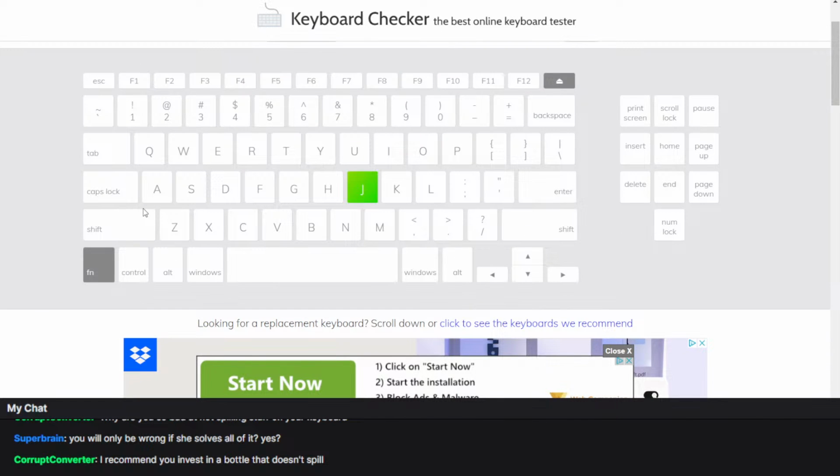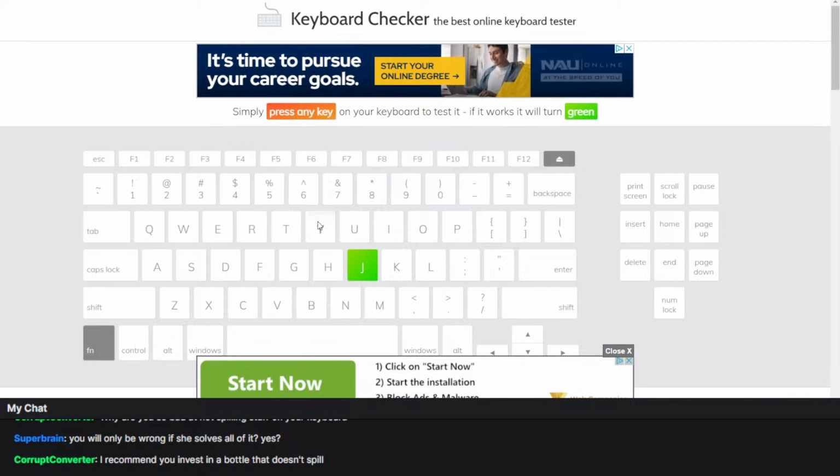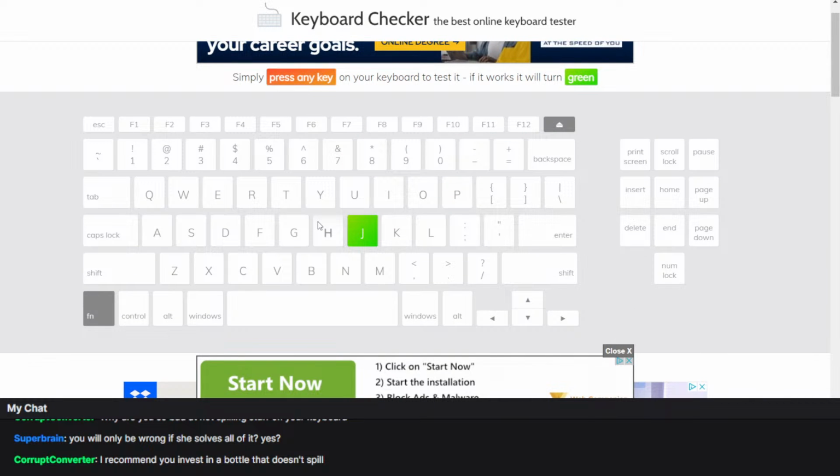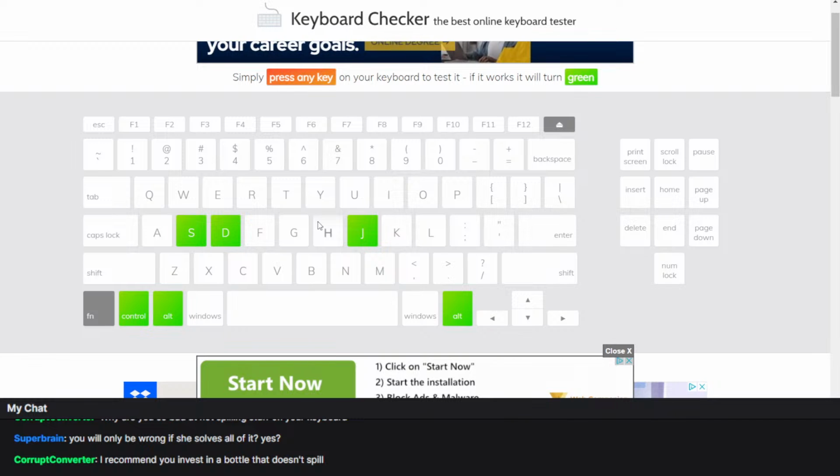Oh yeah, that one. Wait, Corrupt, no! Converter says I recommend you invest in a bottle that doesn't spill. Thank you for your recommendation. Wait a second. It will turn green. It's not turning green! The function key's not turning green. That's bad. Let's try the control key. The control key turns green. The alt key turns green. Function! Function! Shoot! No way.